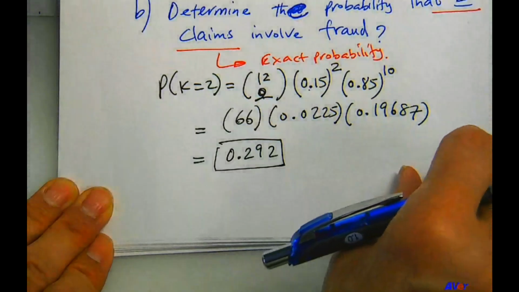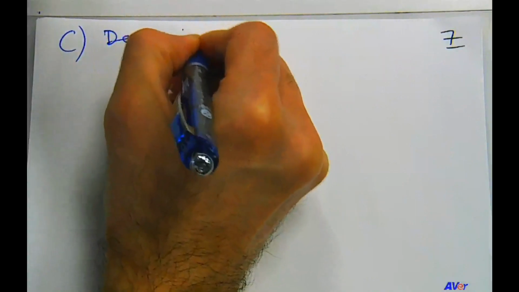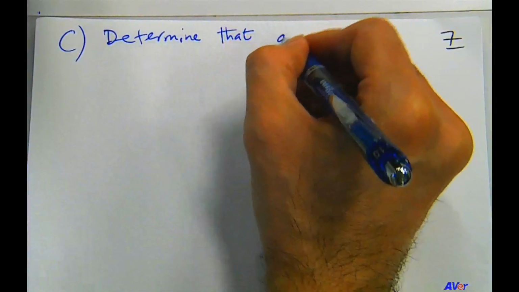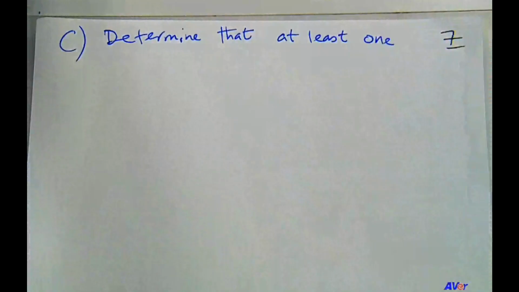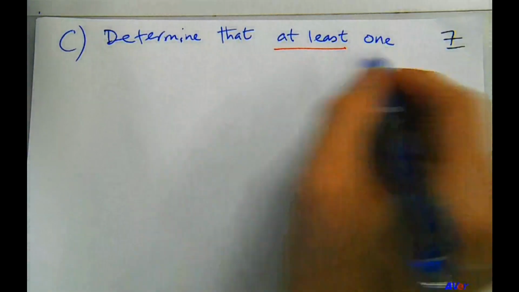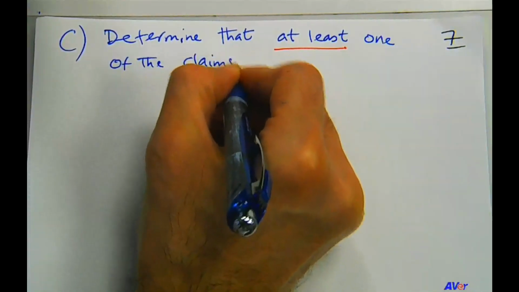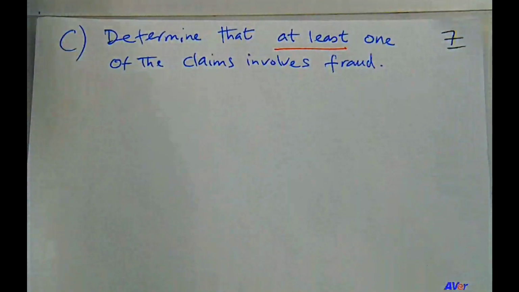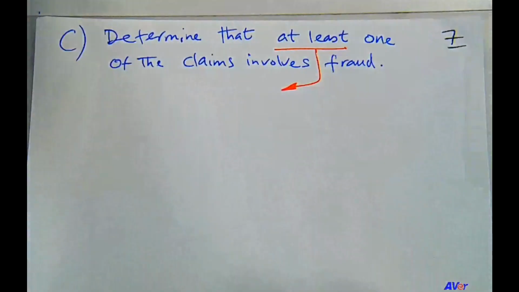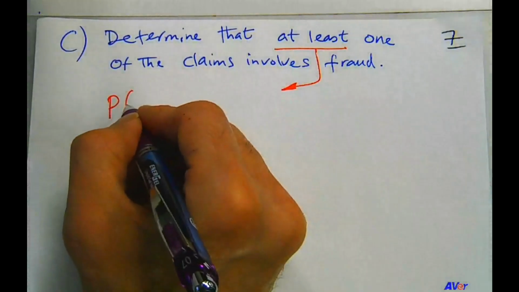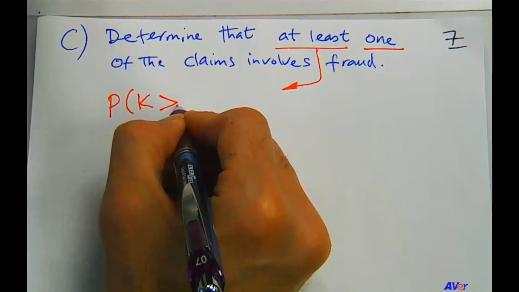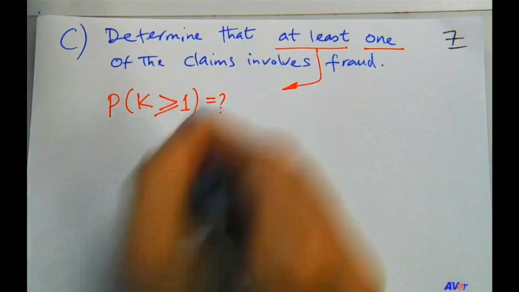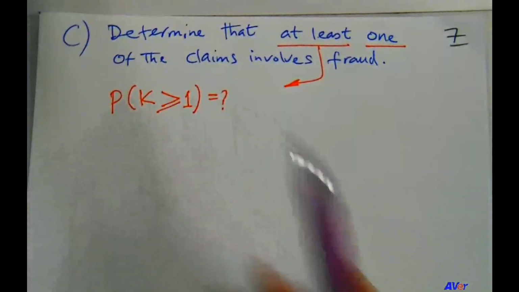Okay, so for part C, the question wants us to determine that at least, that phrase, at least, again. At least one of the claims involves fraud. Okay, so let's translate that into symbolic form, right? How do we write that out in symbolic form? So the probability that at least one, so k is greater than or equal to 1, right? That's at least. k greater than or equal to 1, and k being the number of successes.